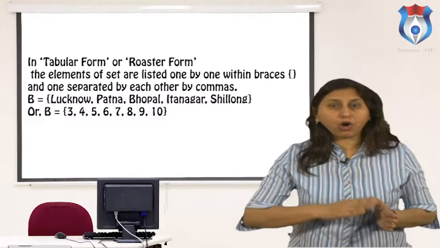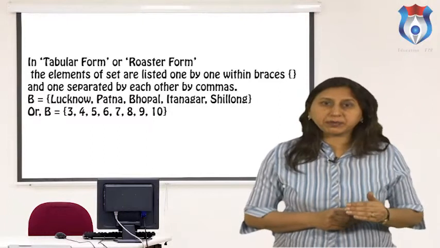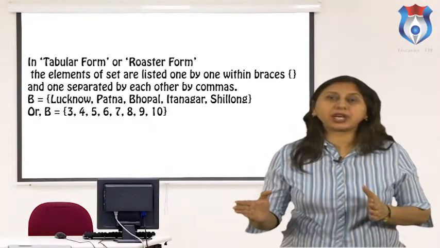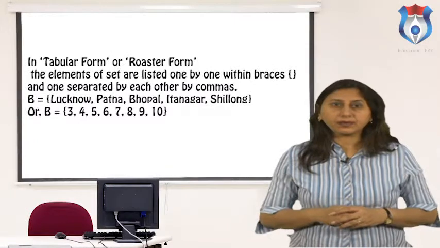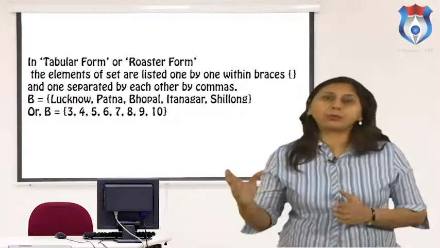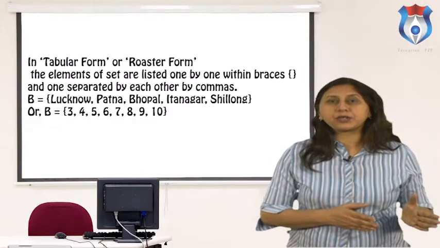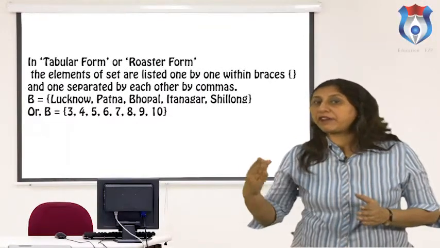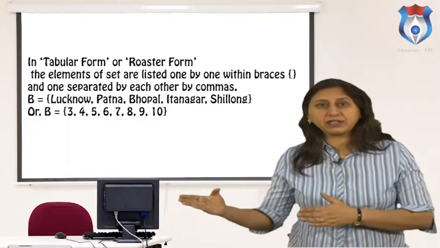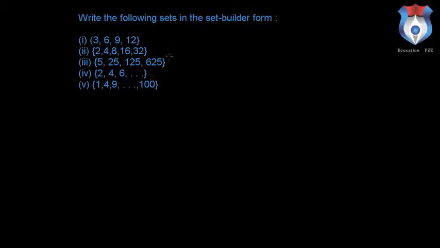In tabular form or roster form, the elements of a set are listed one by one within braces and separated from each other by commas. B = {Lucknow, Patna, Bhopal, Itanagar, Shillong}, or B = {3, 4, 5, 6, 7, 8, 9, 10}.